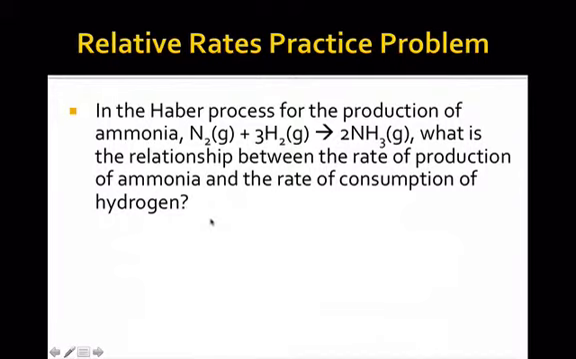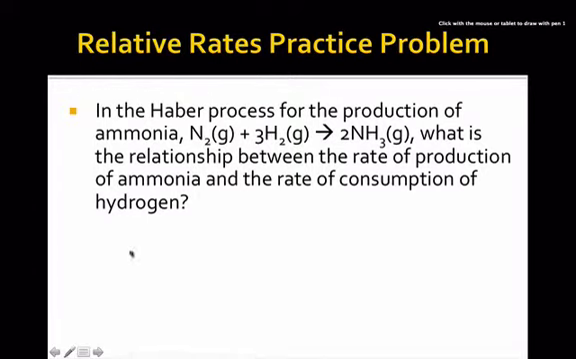So our example here gives us our equation. It says, what is the relationship between the rate of production of ammonia and the rate of consumption of hydrogen? So we're looking at ammonia versus hydrogen. The ammonia has a coefficient of 2, and the hydrogen has a coefficient of 3. So it wants the rate of production of ammonia. And since ammonia has a smaller coefficient, it should be slower. So we should be producing ammonia slower than we're using up the hydrogen. And how much slower is just the ratio of the coefficients.